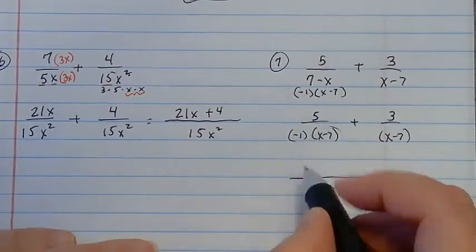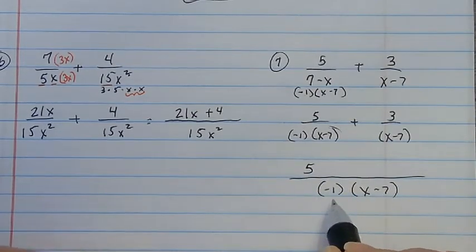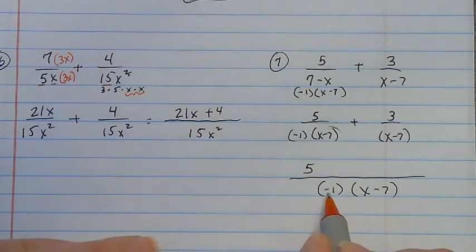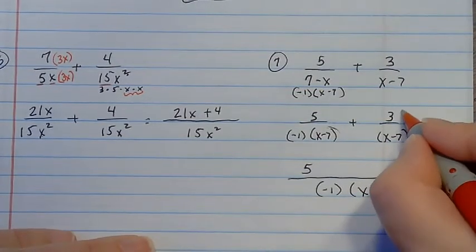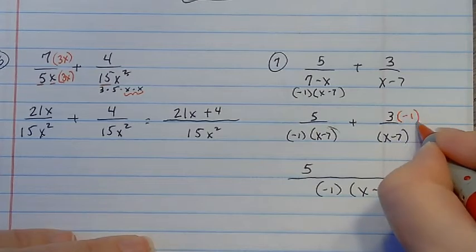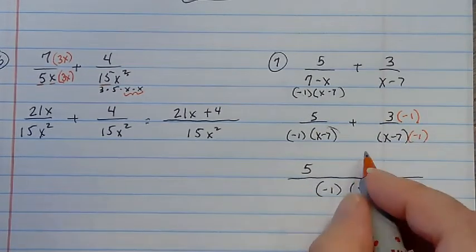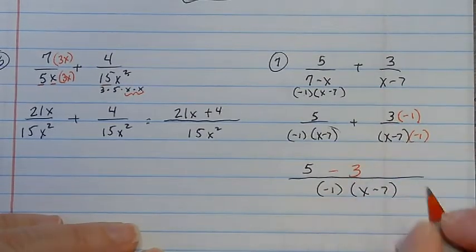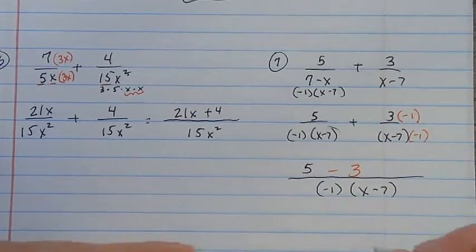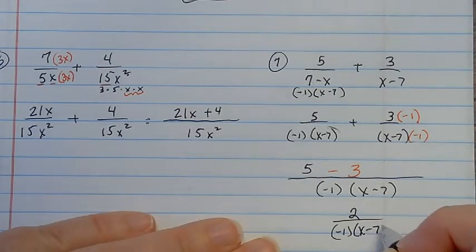So this top part is going to be the same. I'm going to go ahead and make one big denominator here because I know that I'm going to eventually put them together. But on this one, what am I missing from here that I have down here? A negative 1. So I'm going to have to take this times negative 1 to make them the same. So this becomes now minus 3. So then 5 minus 3 is 2 over negative 1 times x minus 7.